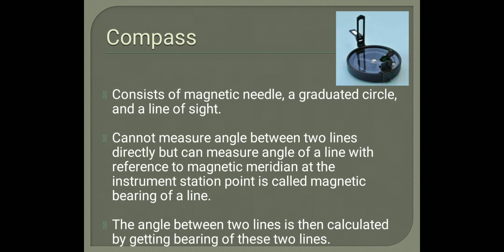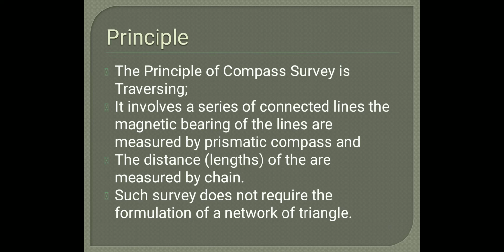To move on, what is a compass? A compass consists of a magnetic needle, a graduated circle, and a line of sight. It cannot directly measure the angle between two lines, but can record the magnetic meridian between the two lines, which is used for calculating the included angle between the lines. So the angle between these two lines is calculated by getting the bearing of these two lines.